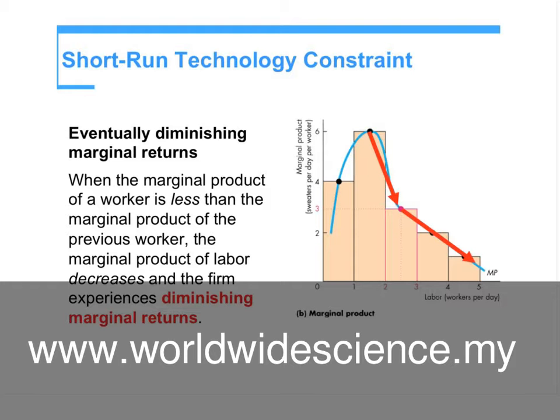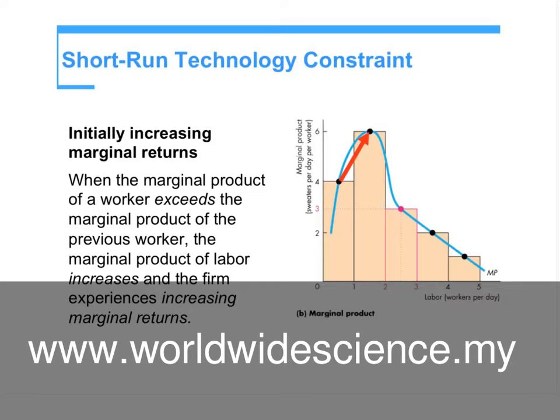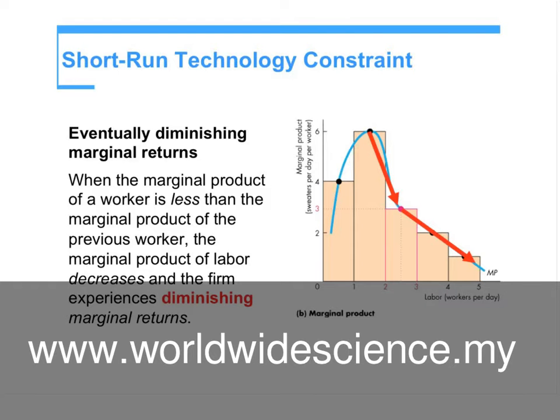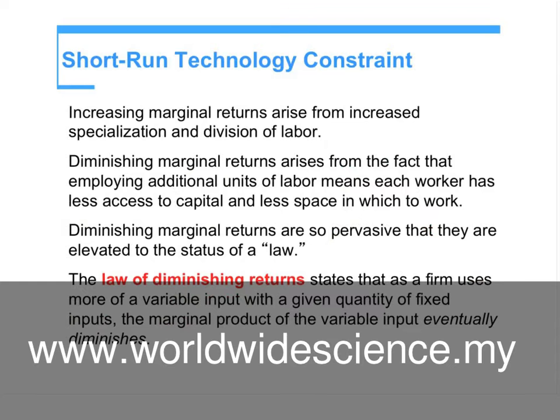Okay, short-run technology constraint continued. Increasing marginal returns arises from increased specialization and division of labor. So we always want to have increased marginal returns. And where does it come from? It comes from specialization and division of labor. But diminishing marginal returns arises from the fact that employing additional units of labor means each worker has less access to capital and less space in which to work. So as I said, our technology, our limitations will limit us.